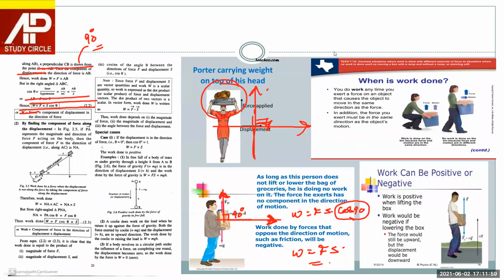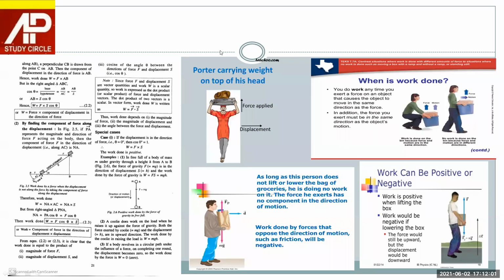Again, look at the previous diagram. You can see the angle is 90 degrees. This is the force, this is the displacement, and you can see that although the man is carrying a load in his hands and is busy applying effort, theoretically there is no work done. Work done is zero. This is an example of a body being displaced, but no work is done.